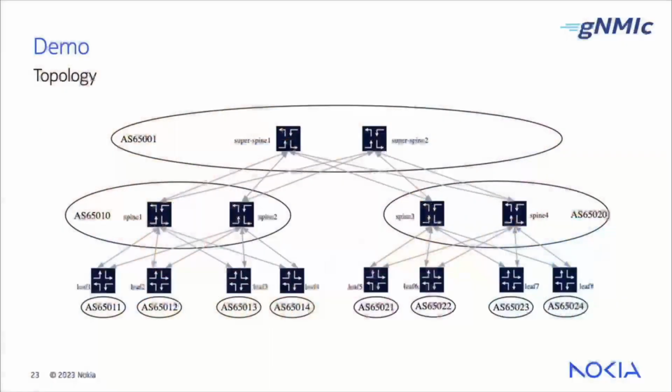So the demo will basically be deploying this topology. Two pods, 4 leaves, 2 spines each, and then the 2 pods are connected using 2 super spines. I will use gNMIc wrapped in a simple bash script to just configure the point-to-point interfaces, the loopbacks, the BGP neighbors, the BGP ASs, and then make sure that everything is configured correctly.